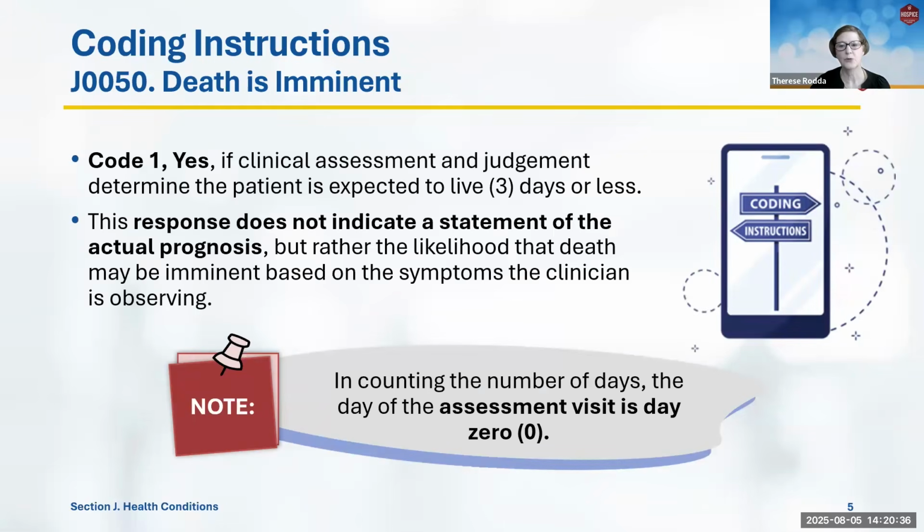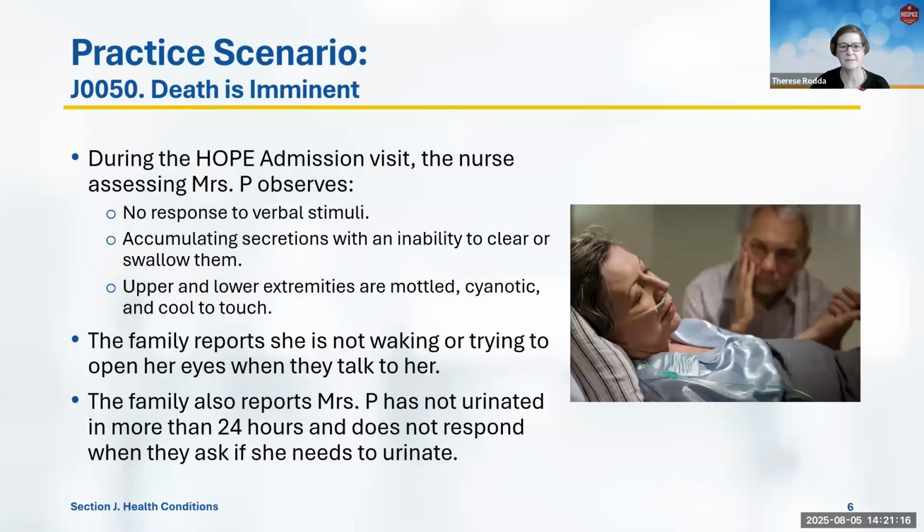The clinician would choose code 1, yes, if their clinical assessment and judgment determine the patient is expected to live 3 days or less. Please note that the response to this item does not indicate a statement of the actual prognosis, but rather the likelihood that death may be imminent based on the symptoms the clinician is observing. And remember, when counting the number of days, the assessment visit is day 0. Now I will turn it back to Zinnia to walk us through a scenario and apply this guidance.